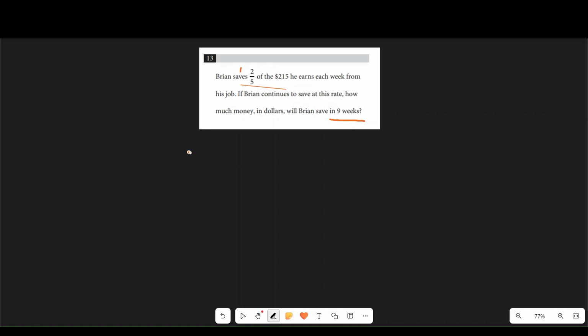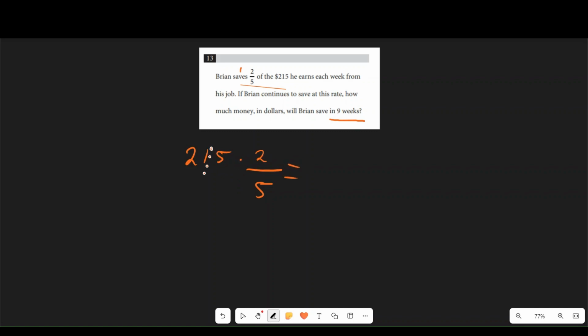So we basically need to figure out, of his $215 per week, what is 2/5 of that? And the way to do that is simply to multiply 215 by 2/5, and that's something you can do in your calculator very easily. But I'm just going to do it by hand just in case you want to learn that way.